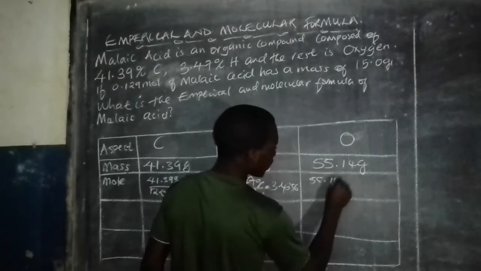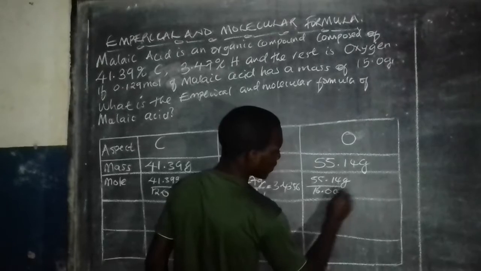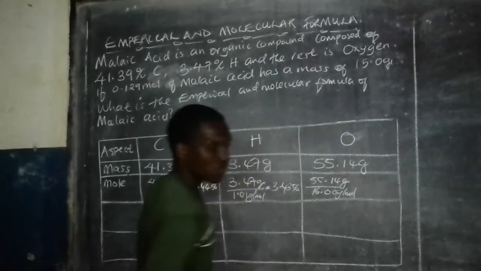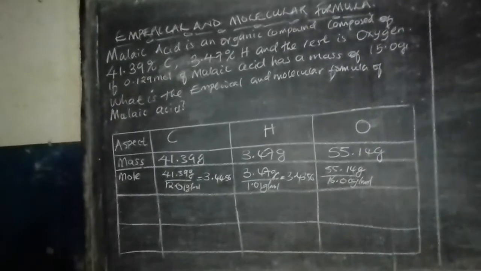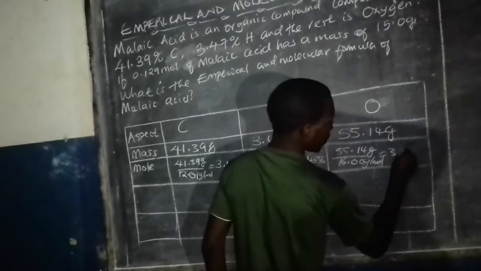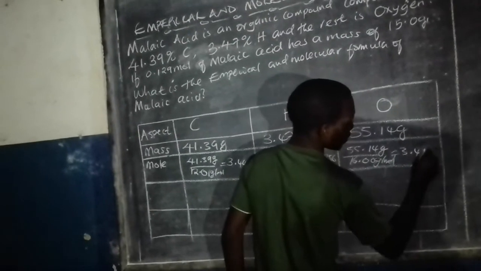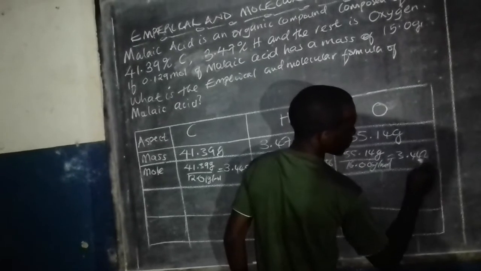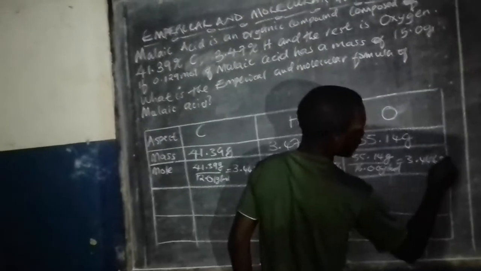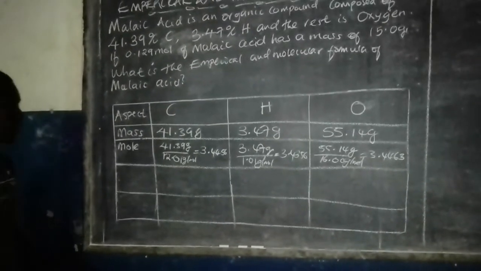And now for oxygen, we are also going to calculate the number of moles. This will be 55.14 grams over 16.00 grams per mole. Anyone else to try? That would be what? 3.4463. Thank you so much. I feel good that everyone is participating.